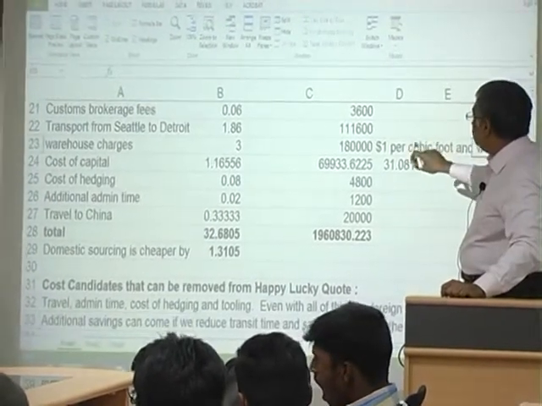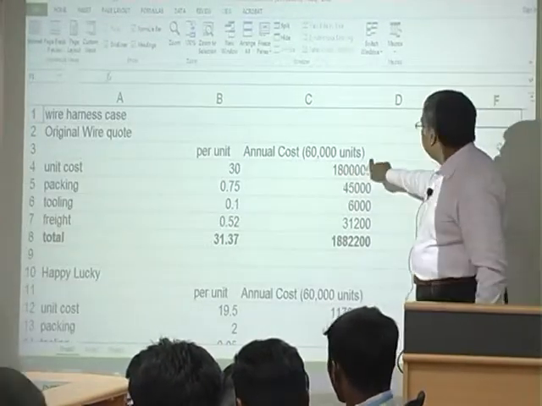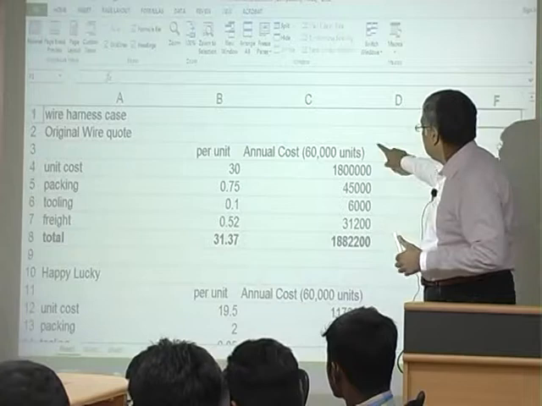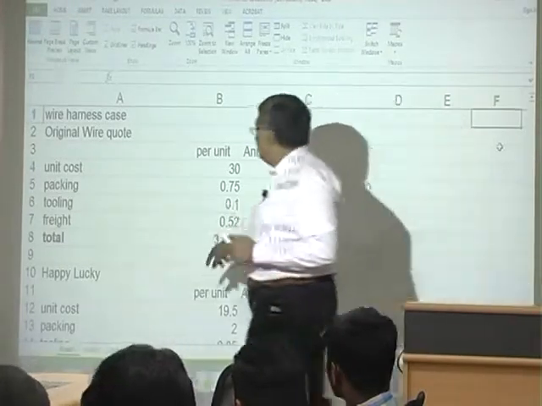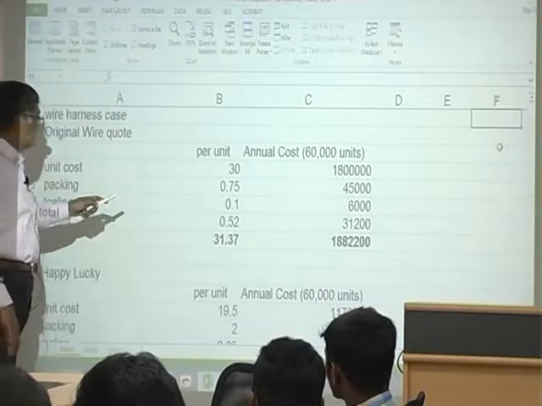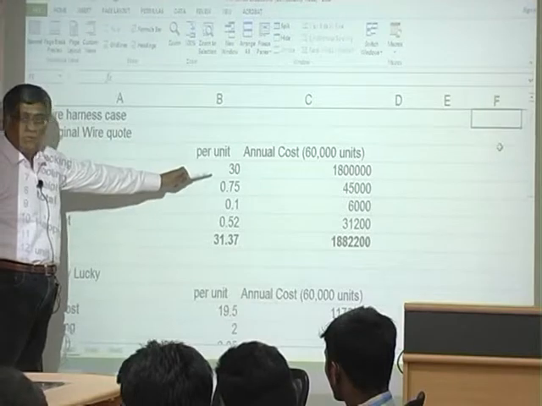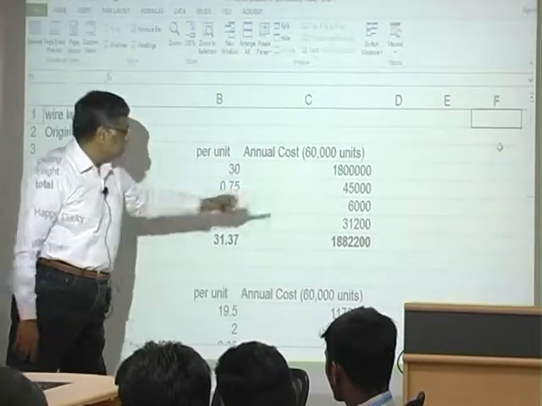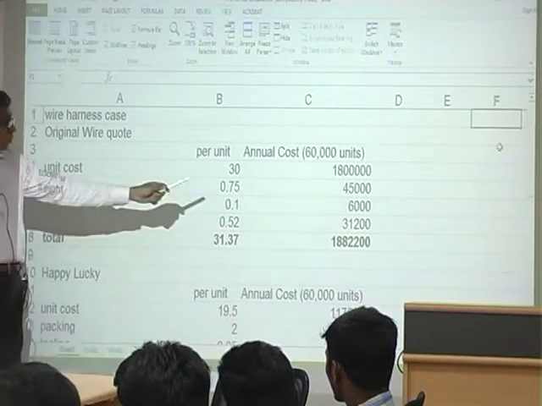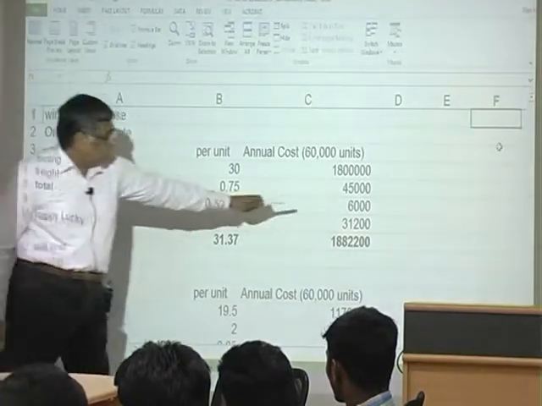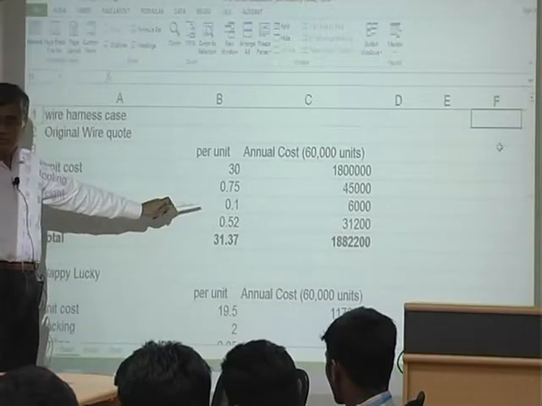So you have two columns. You can come down a little. Okay, say two columns. The 60,000 is the total annual cost, and the per unit cost. And as I mentioned to you, sometimes it's easier to fill this column, like unit cost, and then you multiply it by 60,000 to get that one. Another one is packaging. An example of how you do the reverse is for tooling, you enter the number here, and then you get the per unit cost.